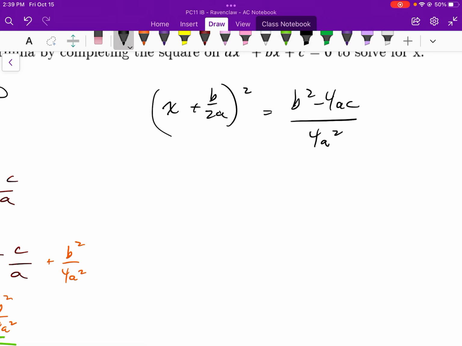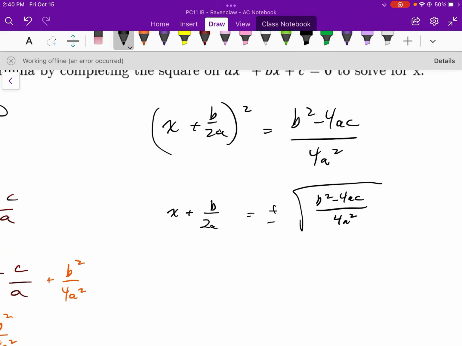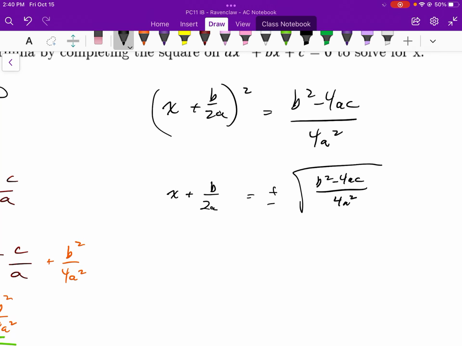So now I have a perfect square factor on the left-hand side. My right-hand side is something interesting. But hold off. I'm just going to take the square root of both sides. So the square root of the left-hand side is x plus b over 2a. The square root of the right-hand side, now don't forget to take your positive and negative roots, is plus or minus the square root of b squared minus 4ac all over 4a squared. So we're almost there.